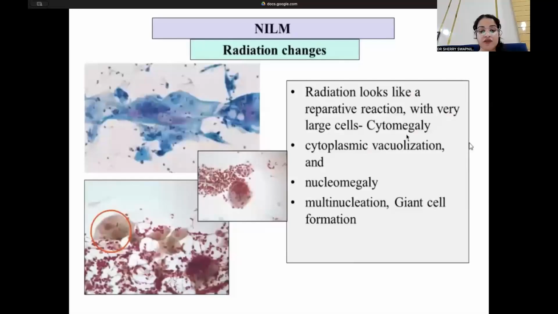So these are the changes that I have told you. Radiation changes, patients undergoing radiation can also show cytomegaly. Cytomegaly means increase in the cytoplasm, showing cytoplasmic vacuolation, and can show multinucleation. In fact, nucleomegaly, that is increase in the size of the nucleus, can be there. So these changes should also not be confused with the atypical cells. Next slide, please.